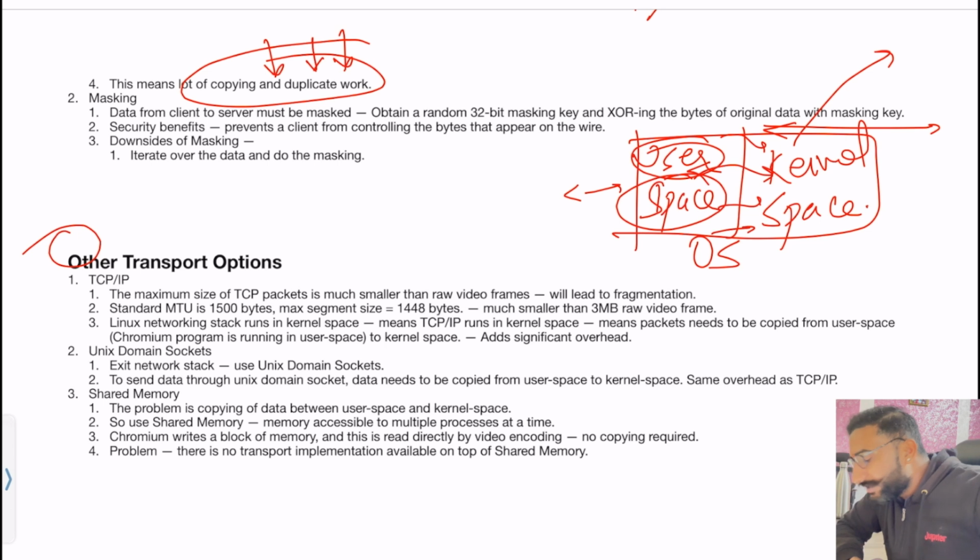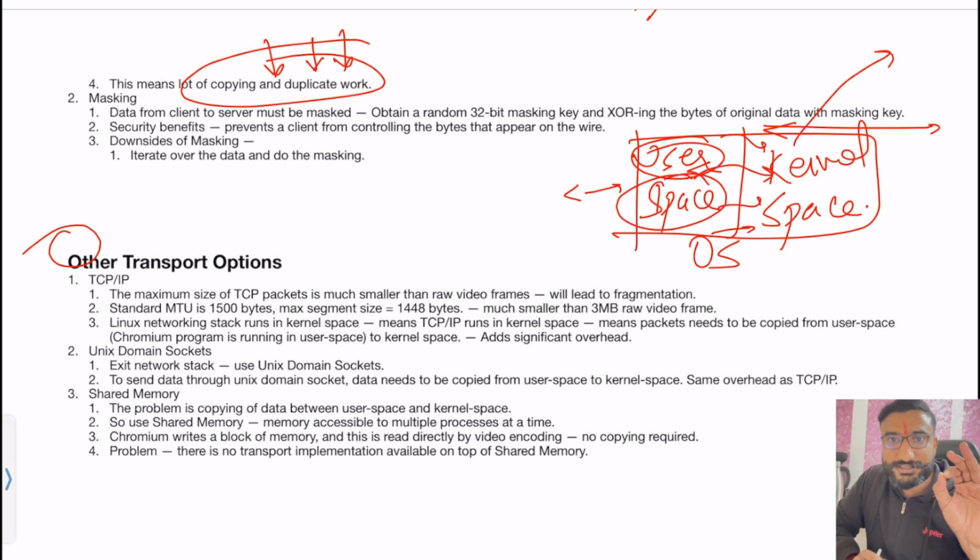TCP/IP is a great protocol to use, but the problem here is, first, what we discussed at the start of the video: you will have to establish the connection again and again. Another thing is that it will also lead to fragmentation. In case of TCP as well, you can't send that video frame in one go. It will be segmented, broken down into chunks, and the maximum transmission unit is 1500 bytes, so the segment size is approximately 1448 bytes.